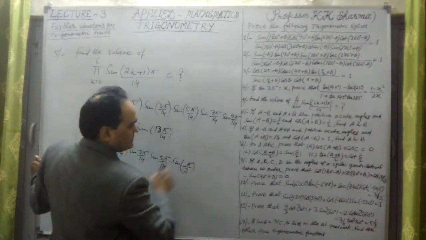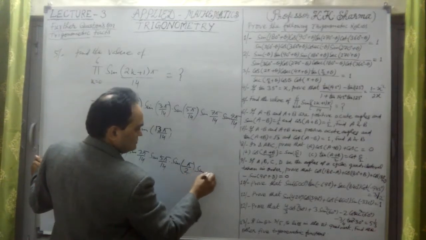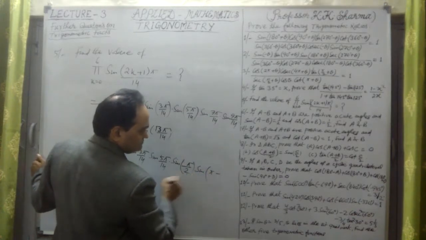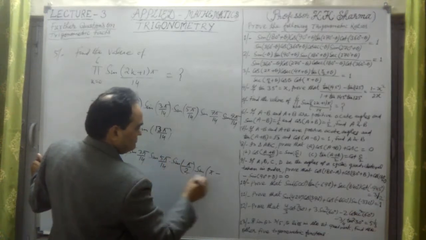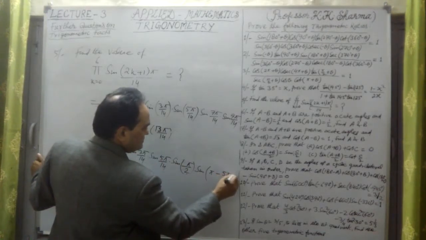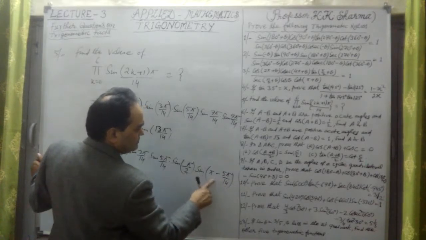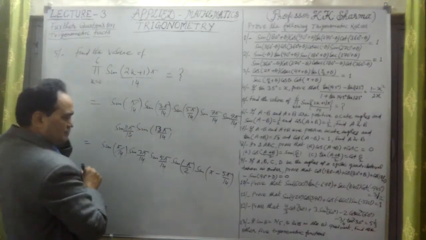And out of it, 9 pi by 14, let me write it as sine of pi minus 5 pi by 14. 14 minus 9 will be 5. That is the same value.